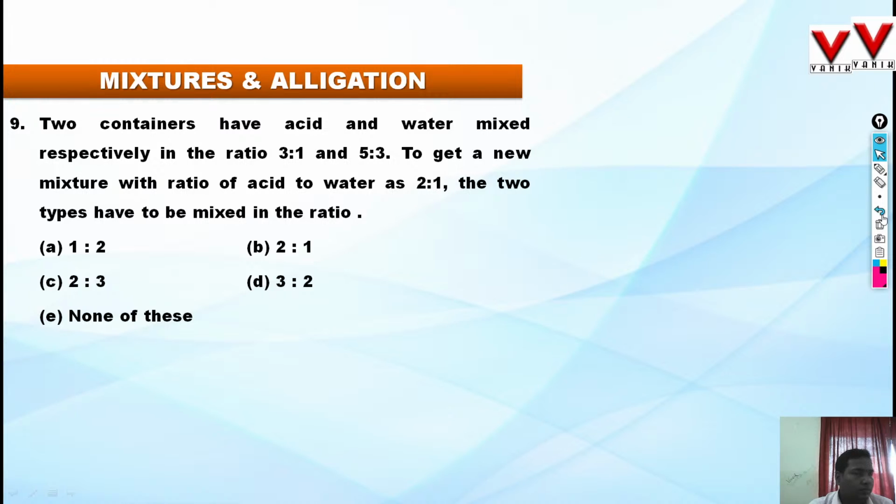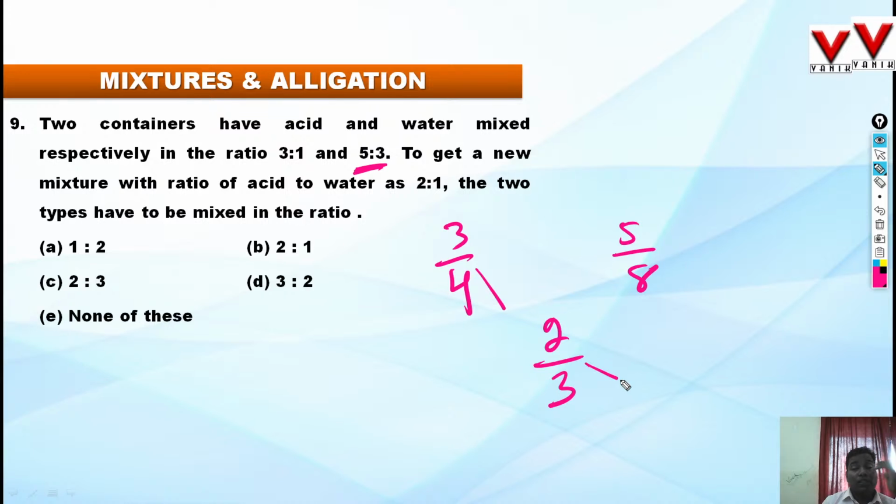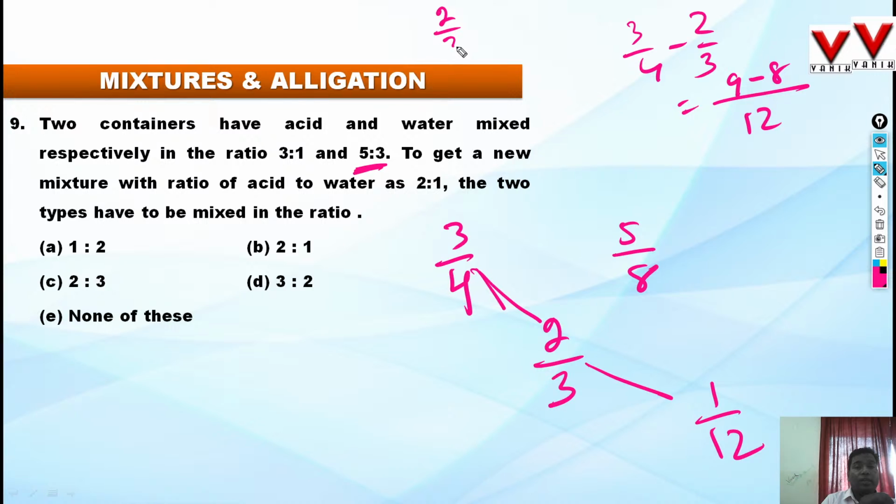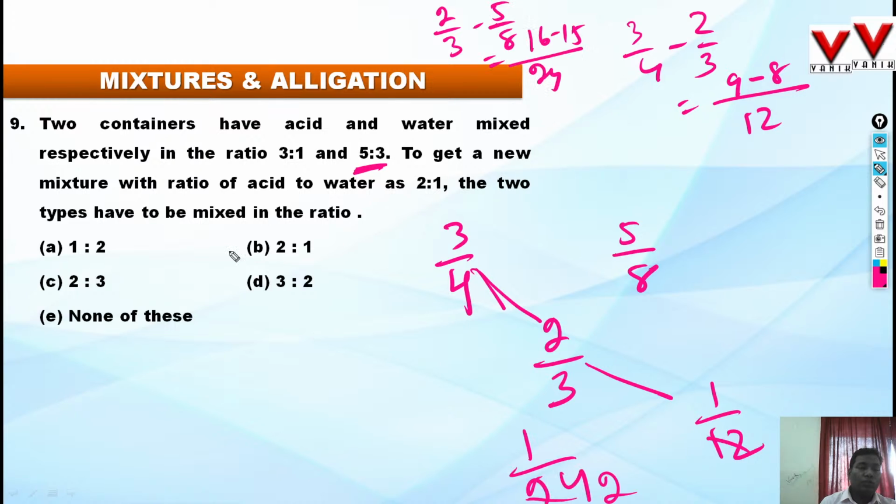Two containers of acid and water mixed respectively in the ratio 3:1. 3:1 means acid is 3/4, and here acid is 5/8, and the mixture is 2/3. 3/4 minus 2/3, LCM is 12. 3 times 3 is 9, 4 times 2 is 8, 9 minus 8 is 1/12. Then 2/3 minus 5/8: 8 times 2 is 16, 3 times 5 is 15, so 1/24. 1/12 to 1/24 gives 2 to 1. The ratio is 2:1. Clear?